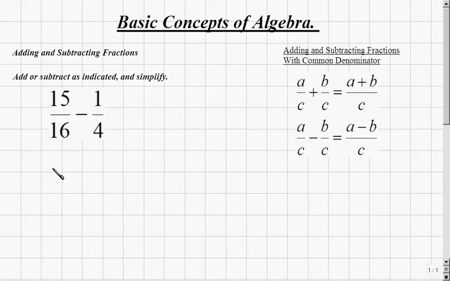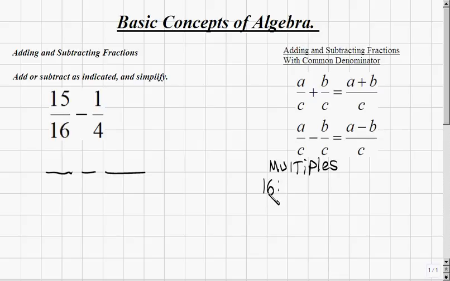Right now, we have different denominators that are not common. So our first goal is to find a common denominator and convert each one of these fractions to equivalent fractions with that common denominator. So the question arises, what is the common denominator? To find it, we'll use multiples. So we'll list the first multiple, 16.